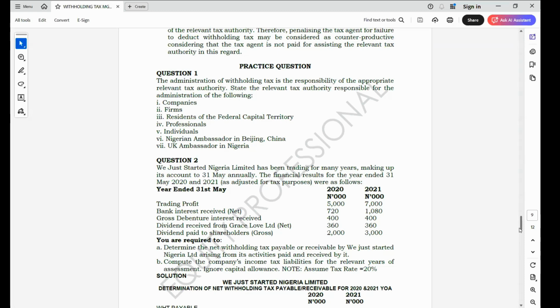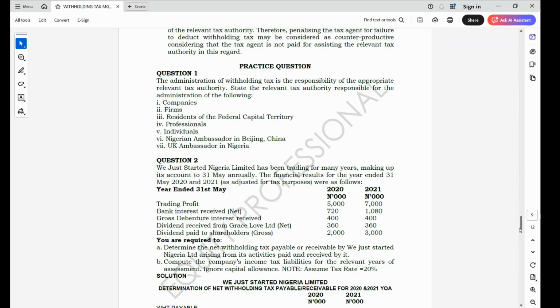Like a sole proprietorship business. Are you sure? Firms are what? A group of companies operating in the same industries. The group name is called a firm. So group of companies operating in the same industry are regarded as firms. So who will now be the relevant tax authority for firm? If they are a group of companies operating in the same industry, FIRS.